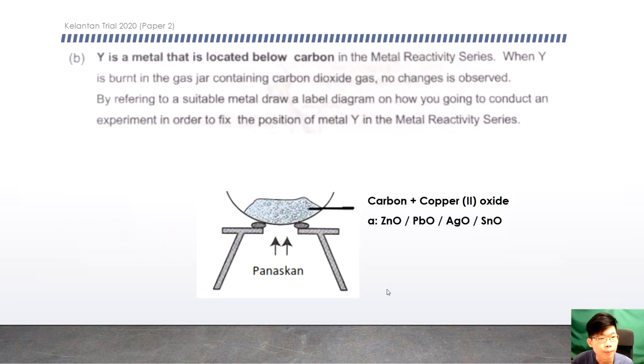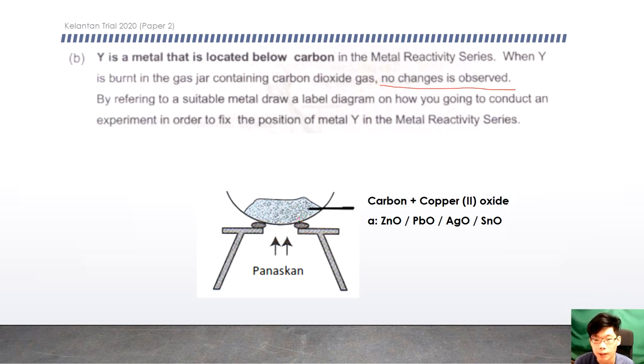So B, Y is a metal that is located below carbon in the reactivity series. When it is burned in the gas jar containing the carbon dioxide gas, no change is observed. By referring to a suitable method, draw a labelled diagram of how you are going to conduct the experiment in order to fix the position of the metal Y in the reactivity series. So now you can draw the diagram.